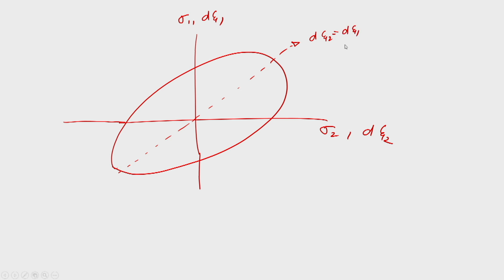So, the relationship can be illustrated for different load paths as shown here. If you just take this, this is your sigma 2 and d epsilon 2, this is your sigma 1 and the same direction. If you do that, then you can just get that. If I just draw this, this is the case where d epsilon 2 is equal to d epsilon 1.